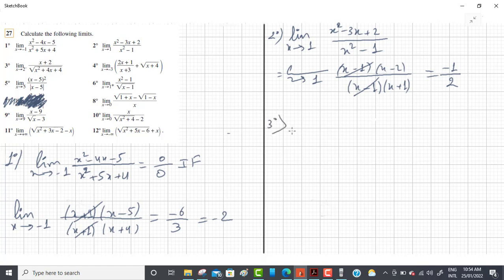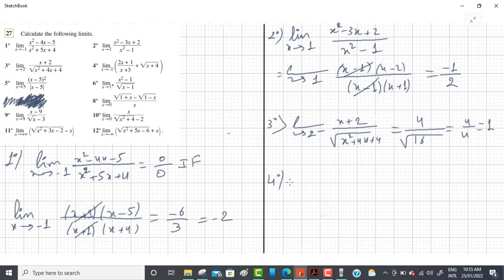Part 3. I need to find the limit as x tends to 2 of (x plus 2) over radical of (x squared plus 4x plus 4). I should replace x by 2. 2 plus 2 is 4 over radical of 4 plus 8 is 12, plus 4, radical 16. The answer is 4 over 4, and the answer is 1. This is part 3.